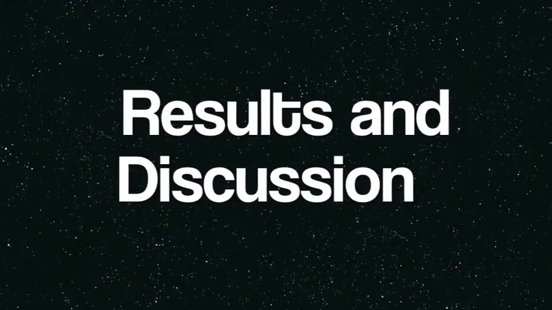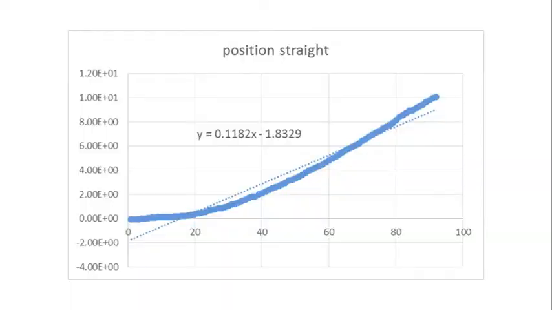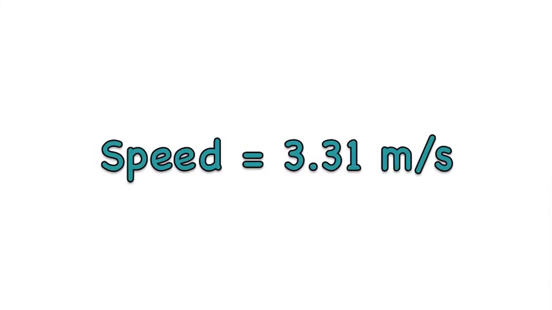Results and discussion. For the dash run, it is evident in the XT graph that the subject ran in a straight direction. Computing the speed, which is distance divided by time, we get the value 3.31 meters per second through the polynomial trend line, which follows the third kinematic equation.